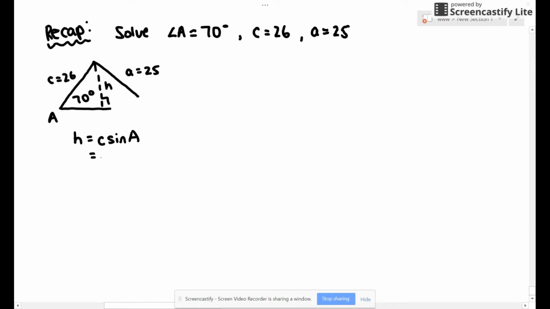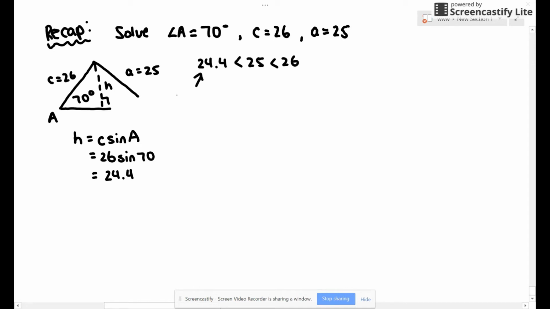So let's fill in my values. So 26 sine 70, and we're going to type that in and solve for that height. So when I do that, if I round it to 1 decimal place, it'll be 24.4. All right, so then we look at my height, my side opposite my given angle, and then my other side. And I notice that my side A, which is 25, is in between the height and my other side. So 24.4, 25, and then 26.